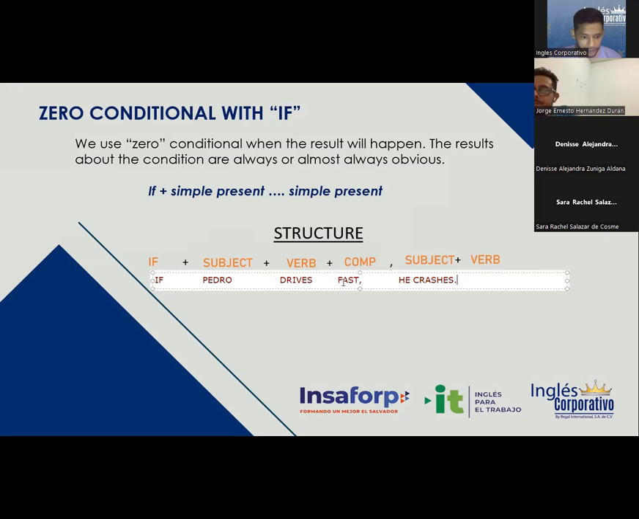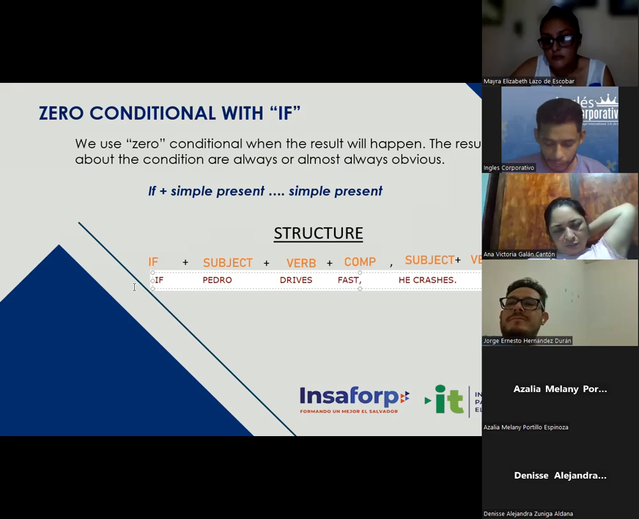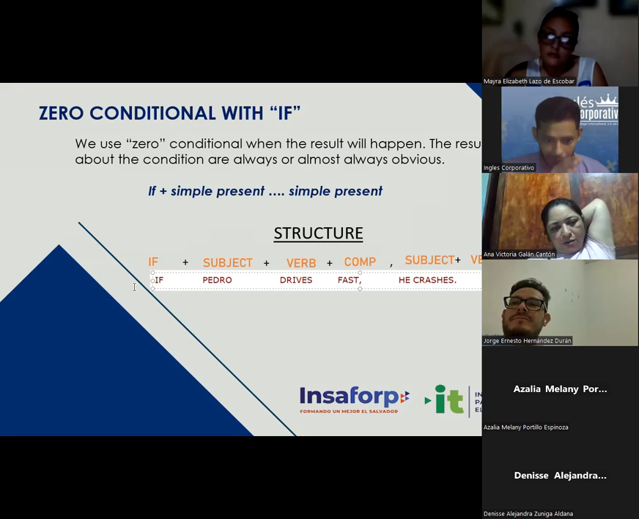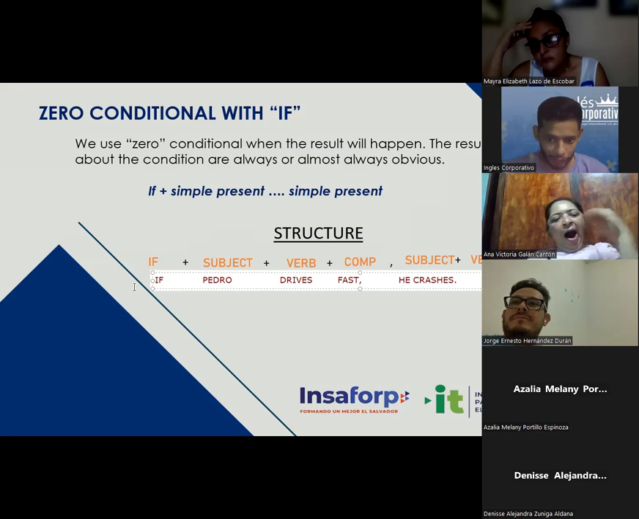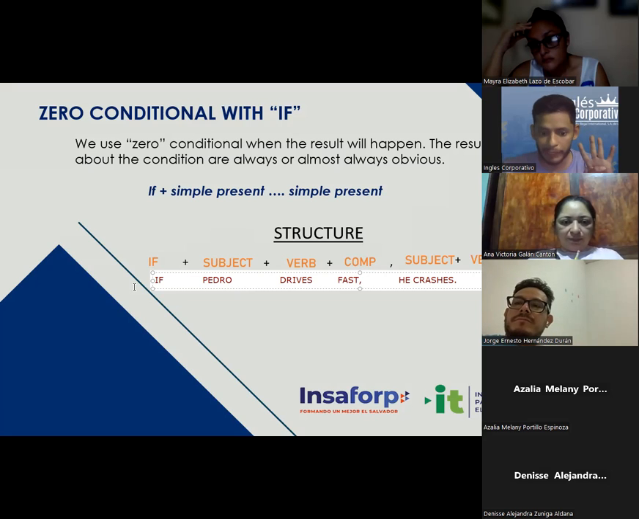Teacher. Hola, dígame. En la segunda parte, sujeto más verbo, aquí no iría en futuro, en presente, siempre. Él chocará. Si Pedro maneja rápido, va a chocar o chocará. No. Sí, sí, entiendo. Es que, explico, tenemos el cero condicional y tenemos el primer condicional también. Tenemos el cero, el primero, segundo y tercero. Son cuatro. Y el primero se usa para expresar la condición. Y el resultado es muy obvio, no varía.